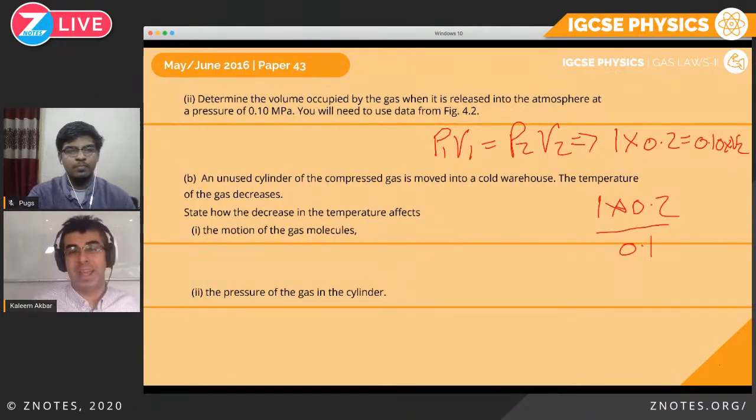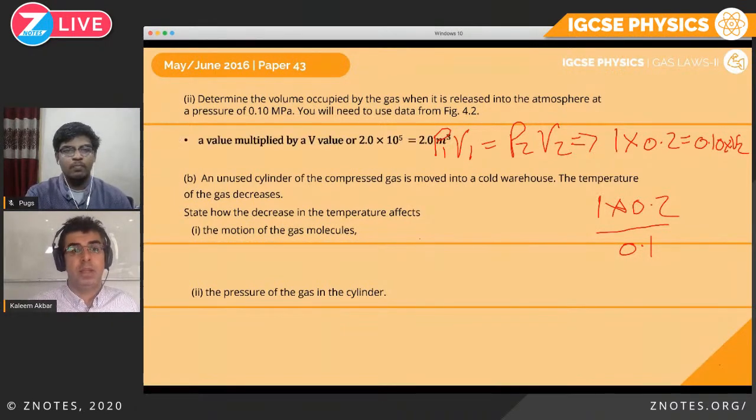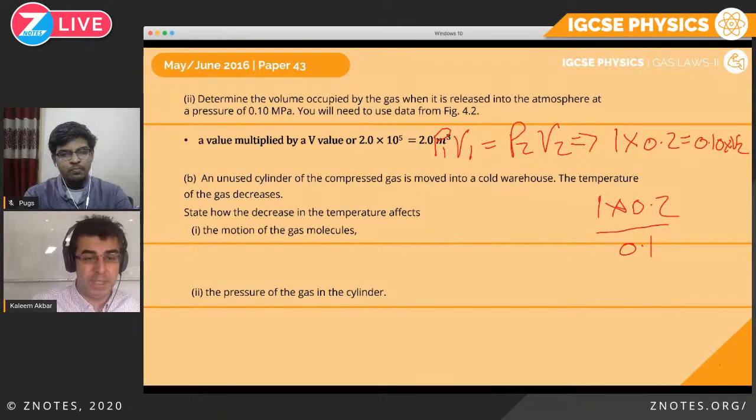And guys, what you'll get is 2 meters cubed. Or that's what I think we should get. Yep. So don't worry what the mark scheme says. We're basically getting 2 meters cubed. Depending on whether you actually put in the megapascals or not, you could have ended up with 2 times 10 to the 5, but it is 2 meters cubed. I hope that makes sense. And it comes from P1 V1 equals P2 V2.